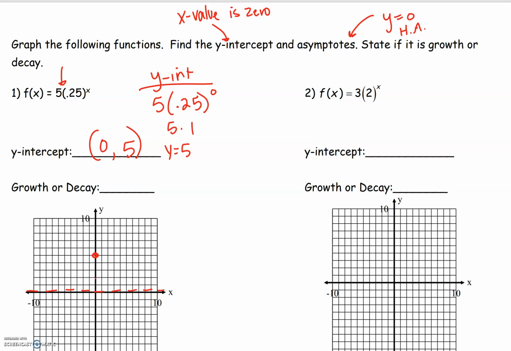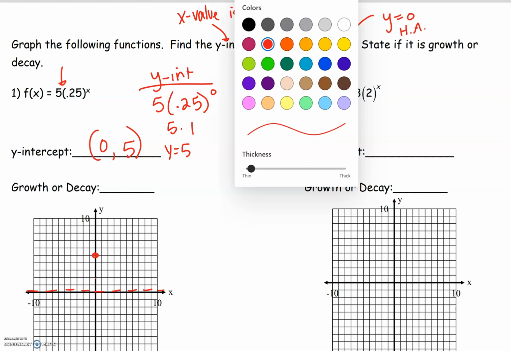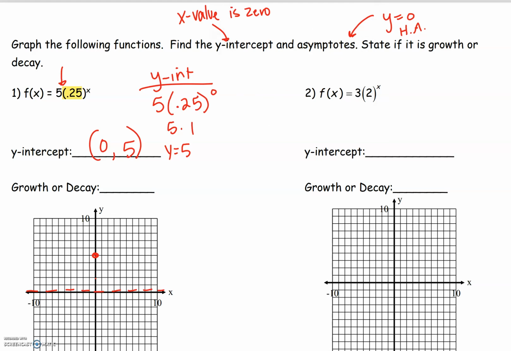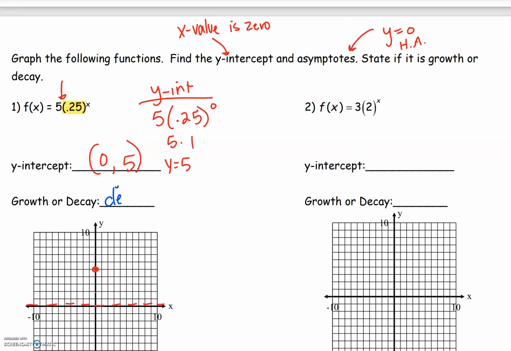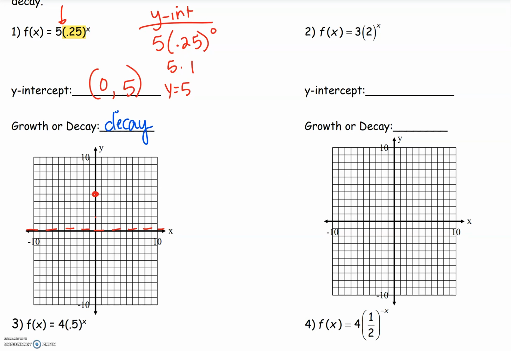And then we need to know which direction. So growth or decay, remember that we go back to our multiplier. And since that is a 0.25, that means that we are a decay. It's less than 1. So as we go from left to right, we should be going down. So this should be going down as we go to the right. And then this part was coming from the up. And that's it. We're done.